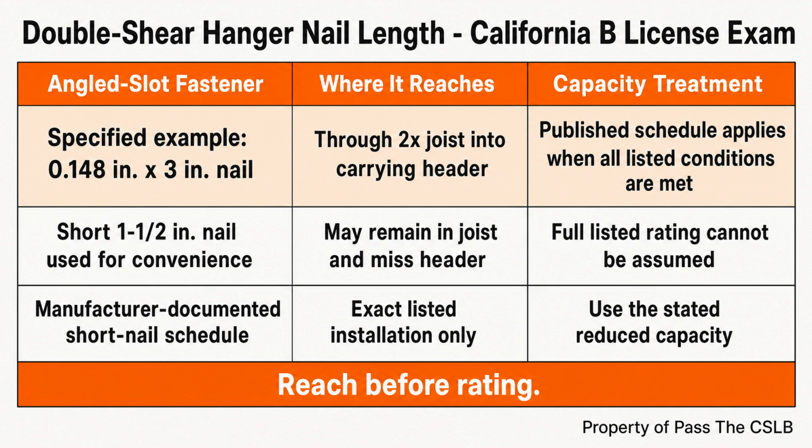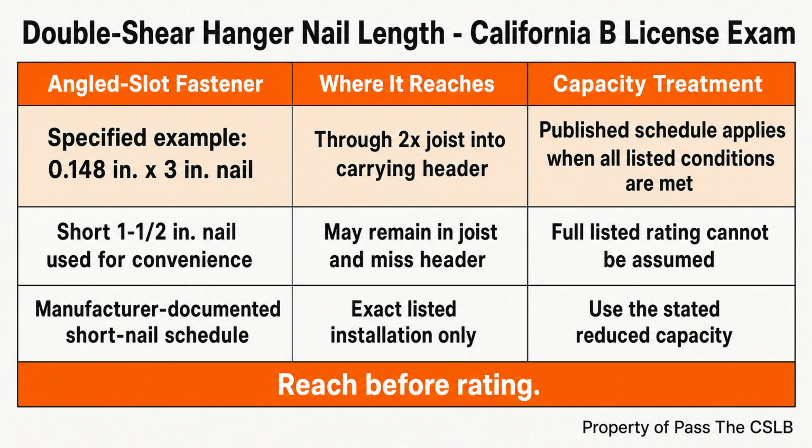This is the central counterfactual. What happens if the nail never reaches the supporting member? The hanger cannot transfer load through that fastener in the tested manner. The research report states that substituting the shorter nail requires a load capacity reduction. Any reduced capacity use has to come from the manufacturer data. The installer does not get to estimate the reduction by feel.